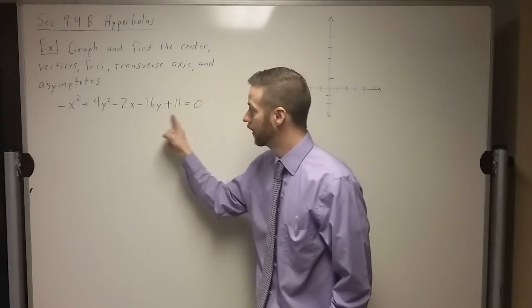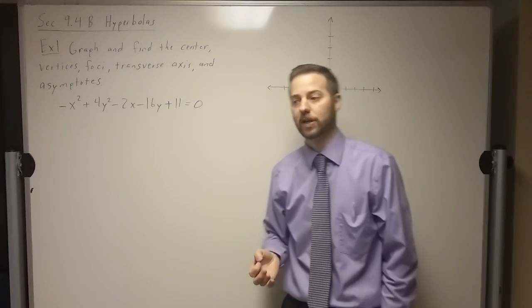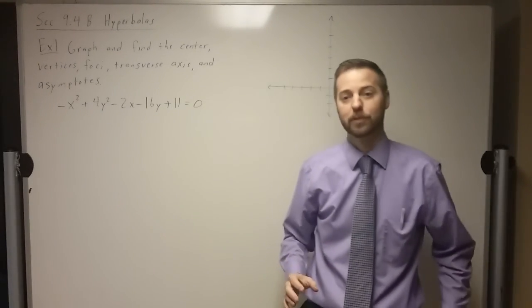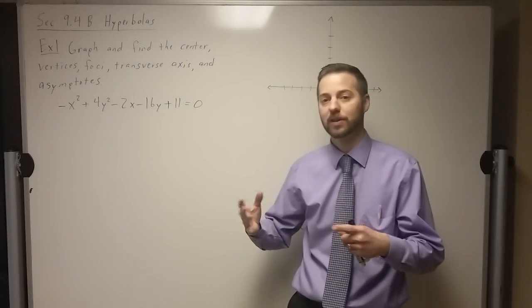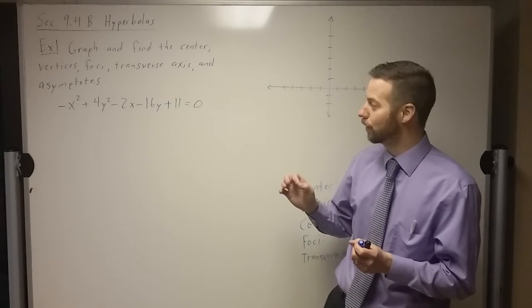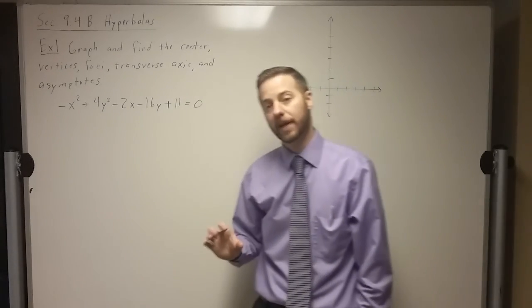And we're going to look at how to handle a hyperbola that's not in the standard form of the equation. And so this is definitely not in our standard form of x plus or minus the number, quantity squared, over a squared, minus y plus or minus the number squared over b squared equals 1. So we're going to have to make this look like that.